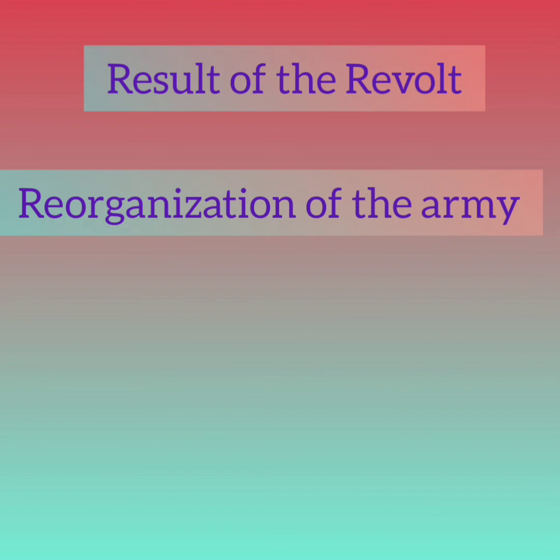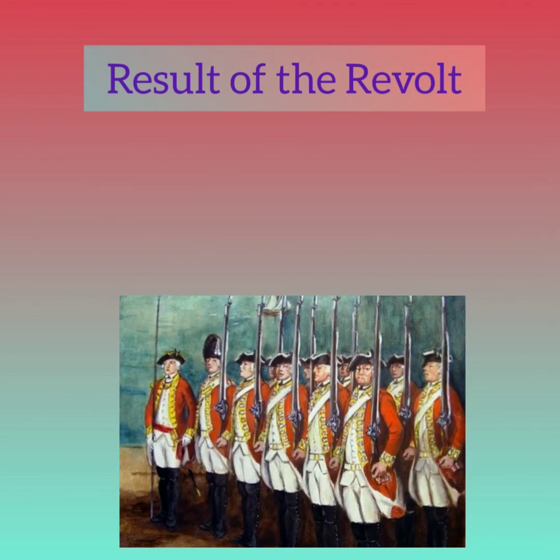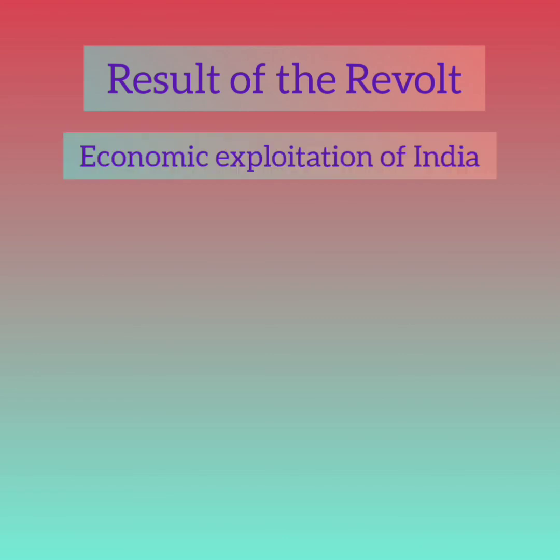The next is reorganization of the army. The British soldiers realized that the numerical inferiority of the British Indian Army was one of the causes of the revolt. So the number of British soldiers in the army was increased, which meant the expenditure also increased. Artillery and other advanced means of warfare were kept in British hands. In order to break down the unity of the Indian soldiers, they were divided and separated. So we can see that there was reorganization of the army. Another result of the revolt was the economic exploitation of India.